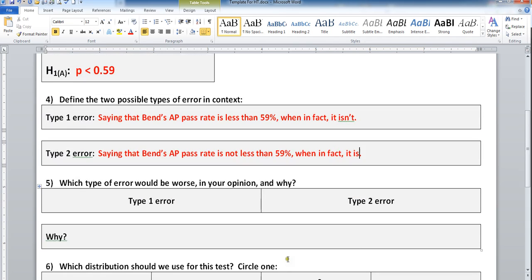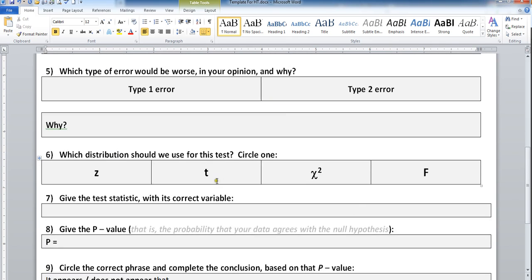All right. Which type of error would be worse in your opinion, and why? I can't wait to hear what you say about this one. I don't know if I have a feeling about which one will be worse. I could vote for the fact that a false negative would be worse, because if the AP pass rate were important and we didn't need to monitor it, not catching a change might be detrimental. The question is, how important is an AP pass rate? I'm not really sure, so I'm going to let that one go and see what you guys put.